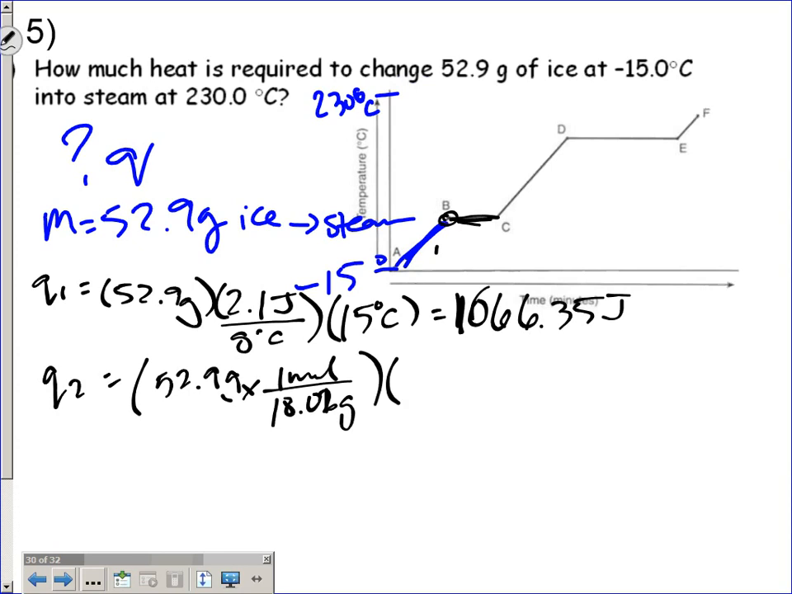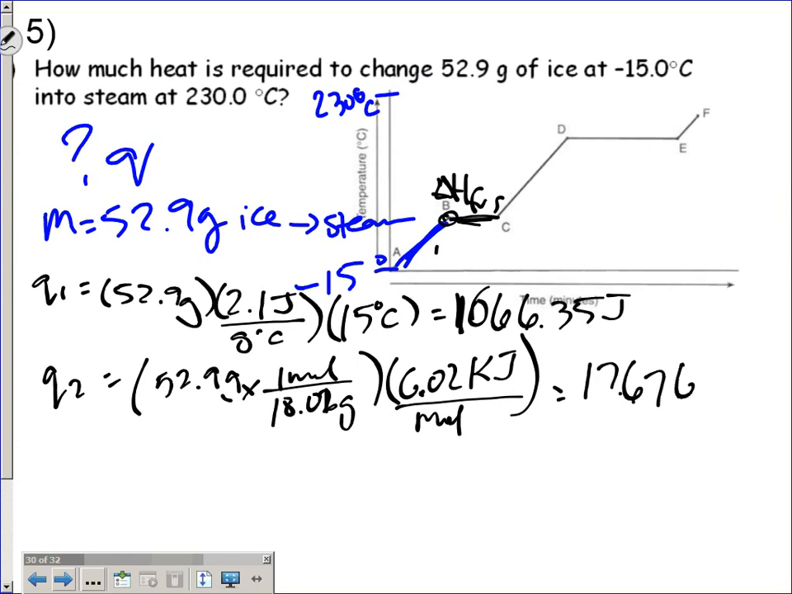And then what's the delta H? Because this is fusion, right? 6.02 kilojoules per mole. So I already know them. I'm going to have to choose kilojoules or joules. Anybody got that for me? Kilojoules. Okay. Q3. Now we're going from 0 to what?